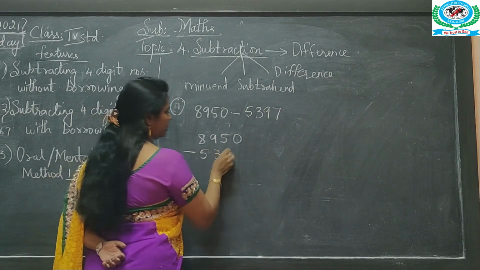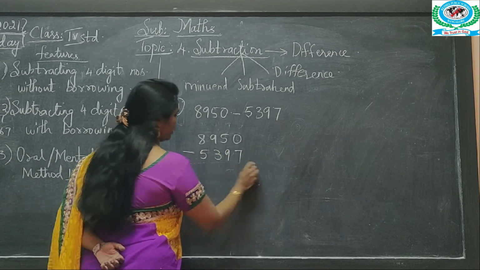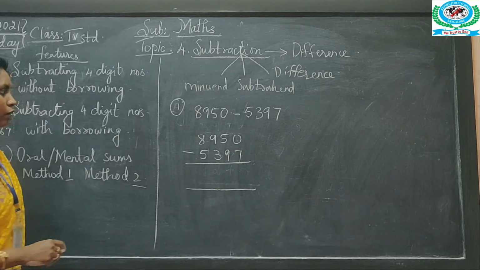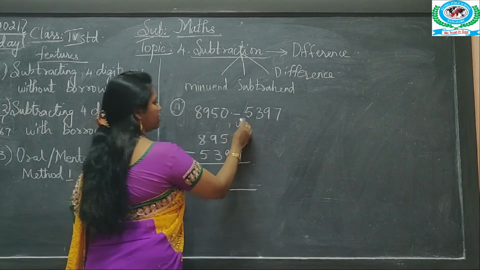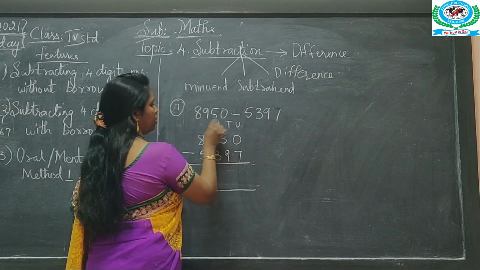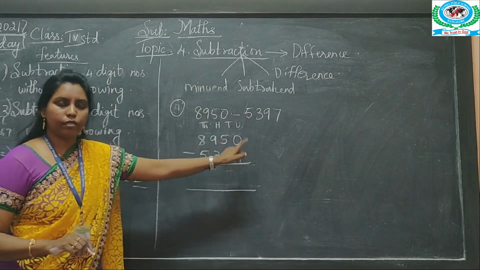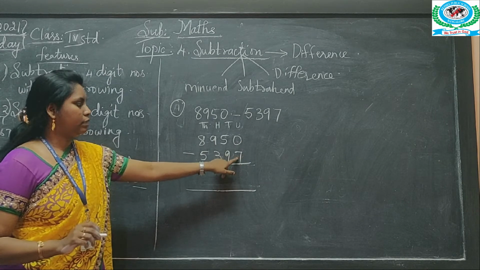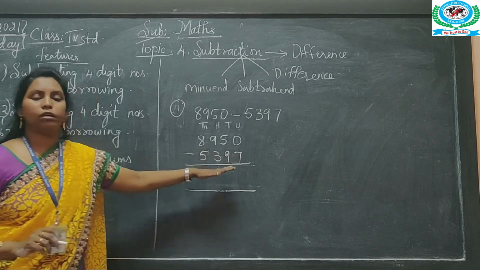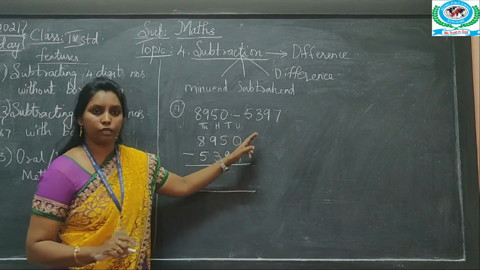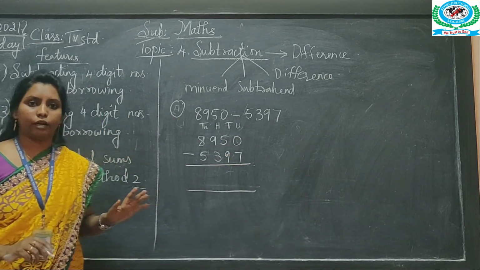Minus 5397. Okay. So you have arranged the numbers like this. So now here we have the unit place, tens, 100, 1000. In the unit place, we have 0, and in the subtrahend column we have this 7. Can you subtract 7 from 0? That is the question now.